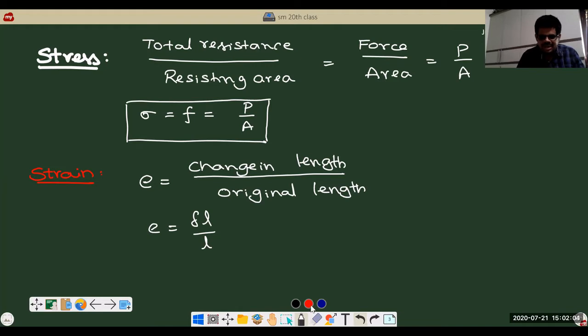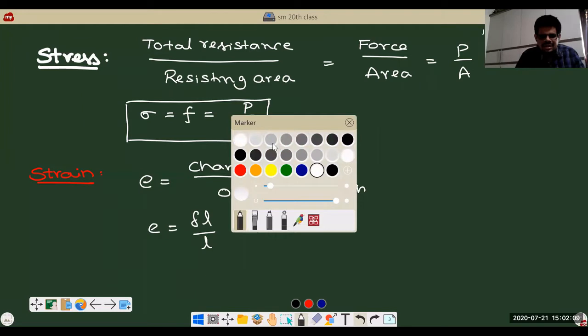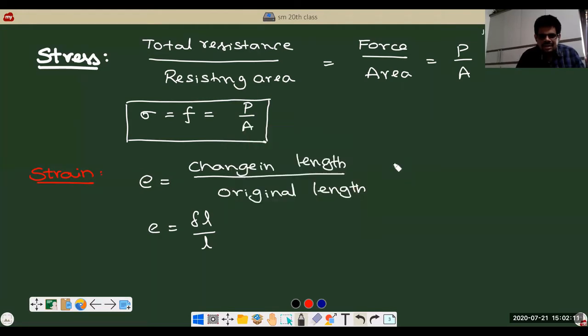If we see the units, the force is expressed in newtons, and the area is expressed in square meters. We write this as newtons per square meter. This is just like our pressure units. The pressure is also expressed in terms of area, so that is also expressed in terms of square meters.